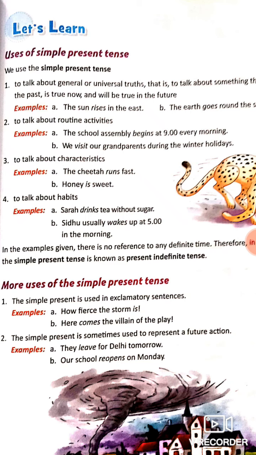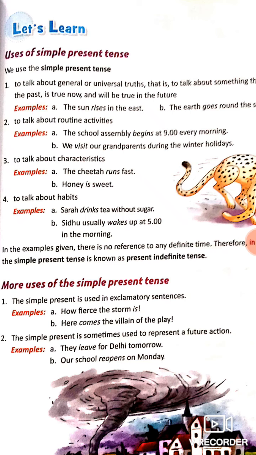To talk about characteristics, this is number 3. When we talk about the characteristics of a person, a thing, the nature of maybe anything at all, an animal, a tree, characteristic traits of a thing or a person is always expressed in the simple present tense. The cheetah runs fast. Honey is sweet, Bengalis love fish. This is what all these sentences talk about: characteristics.